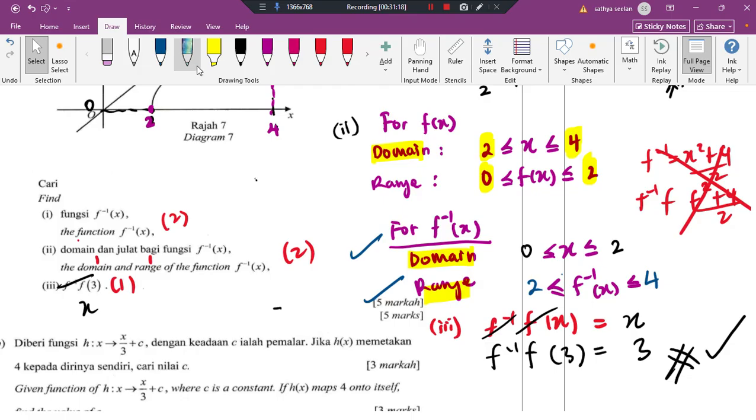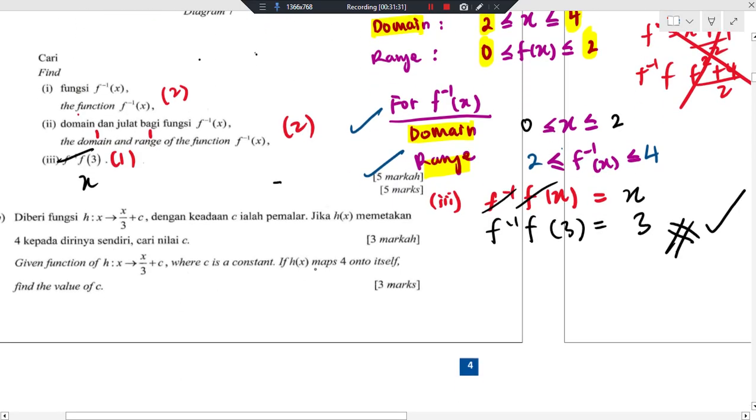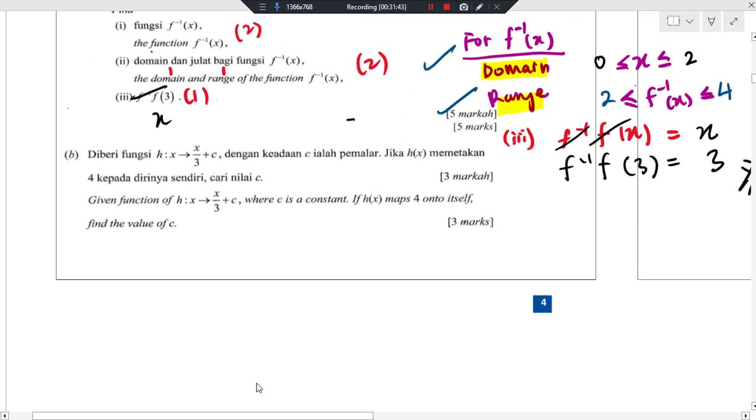This one also I already told you, right? Map onto itself. What does it mean? If you forgot, it's difficult. Let's look first. Okay, this question. Given the function hx equals x over 3 plus c, where c is a constant, if hx maps 4 onto itself, find the value of c.